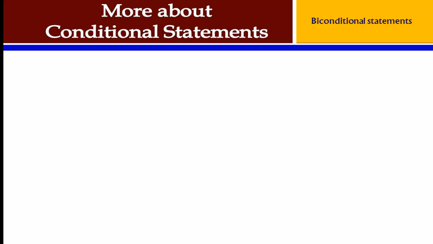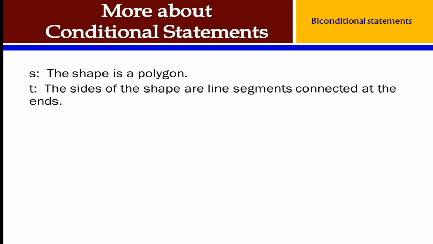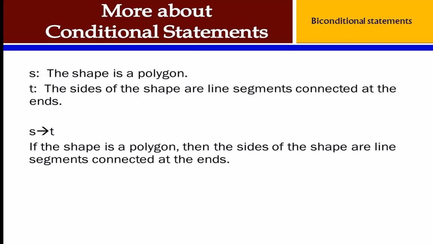So now we want to talk just a little bit more about conditional statements so that we can eventually get to a statement called a biconditional statement. Here's a simple statement, S. The shape is a polygon. A simple statement T. The sides of the shape are line segments connected at the ends. This symbolic statement, if S then T, can be translated to a verbal statement. If the shape is a polygon, then the sides of the shape are line segments connected at the ends.